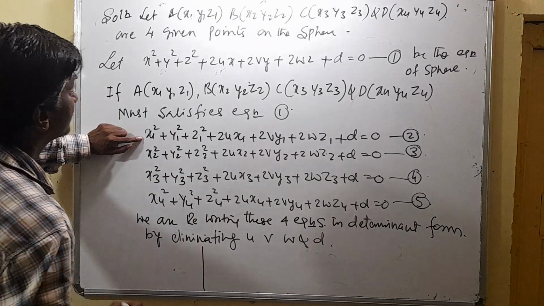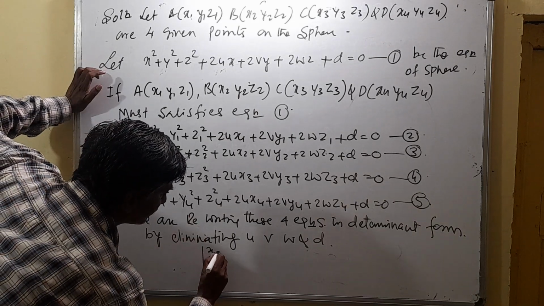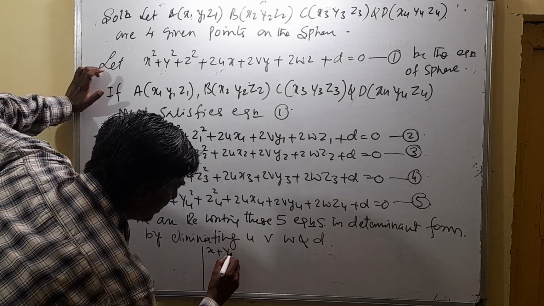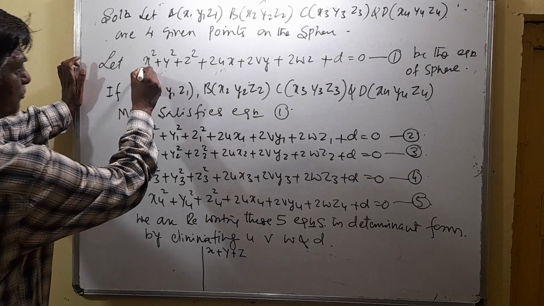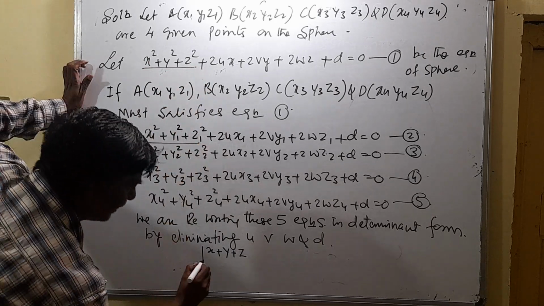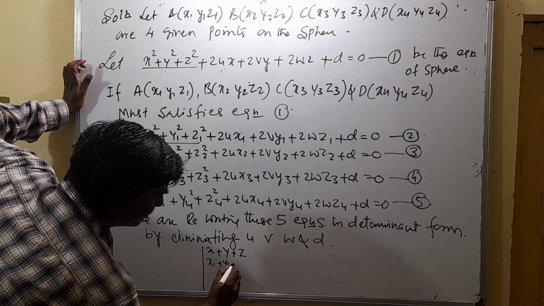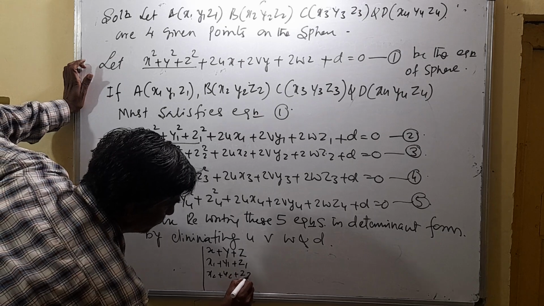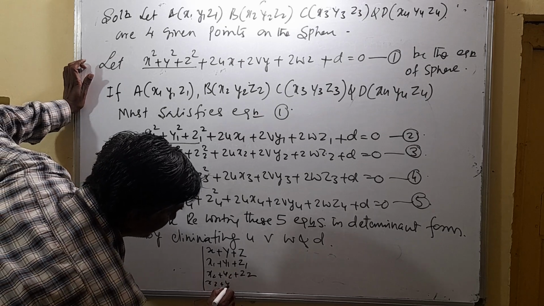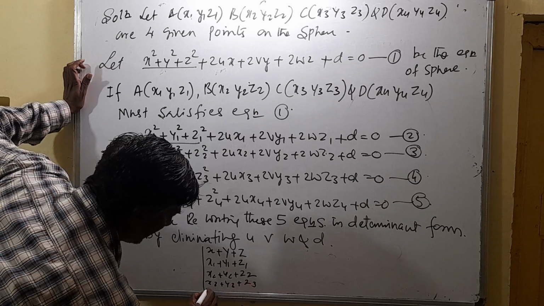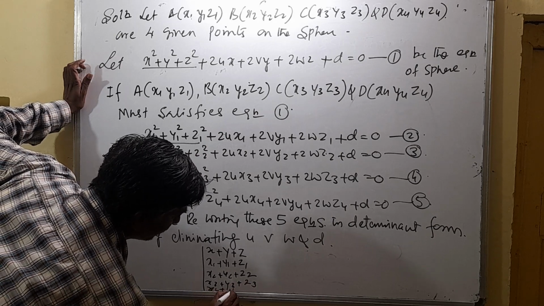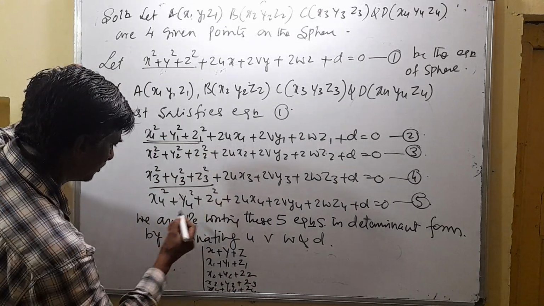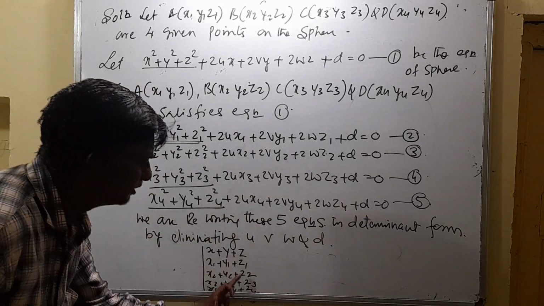That is, the first row: x square plus y square plus z square, and similarly x1 square plus y1 square plus z1 square, x2 square plus y2 square plus z2 square, x3 square plus y3 square plus z3 square, and last, x4 square plus y4 square plus z4 square. This is the first column, and in the last column it is all ones.